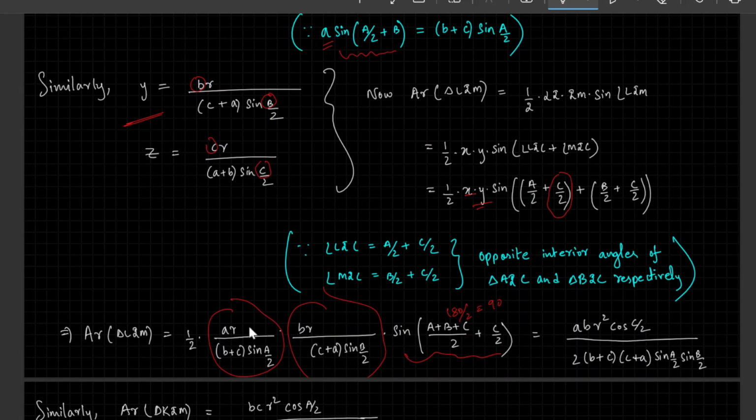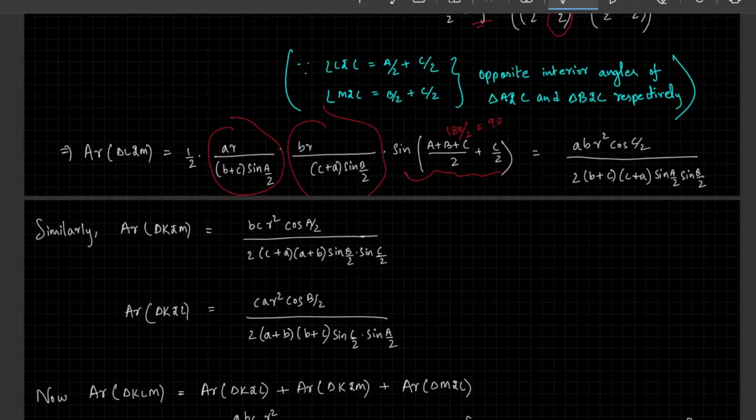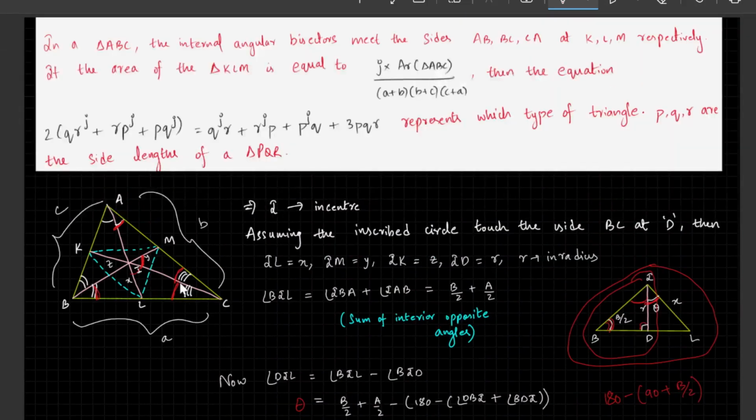So a, b, r into r square divided by 2 into b plus c into c plus a into sin a by 2 into sin b by 2. Fine, this is what we have got. Now here the generalization works again. So for triangle LIM, we have AB into r square into cos c by 2. And for triangle KIM, how will the generalization work now? For the LIM, we can see LIM as c into it.